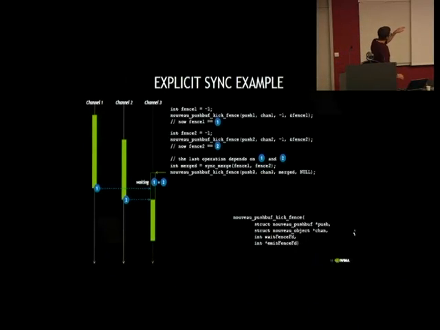So here's a slightly different scenario. There's just a small delta between these. If the third submission depends on both of the previous submissions, then you can do this. In the Android syncfd way, you have this sync merge function that allows you to merge two fences into one. And then that will wait for both of them.